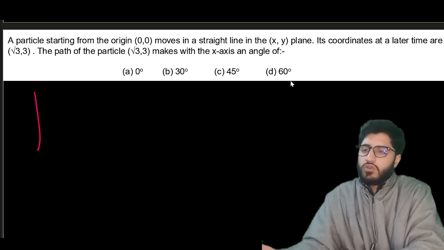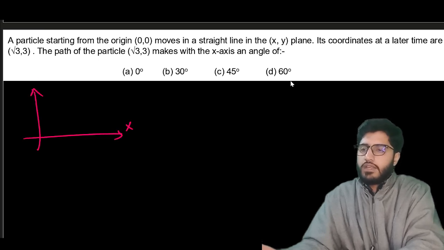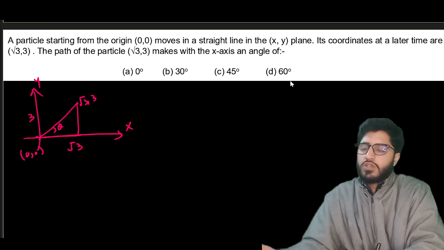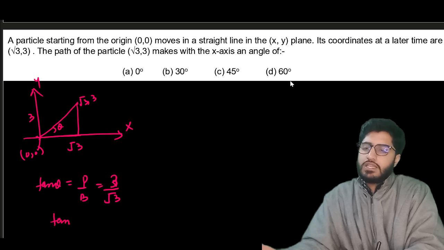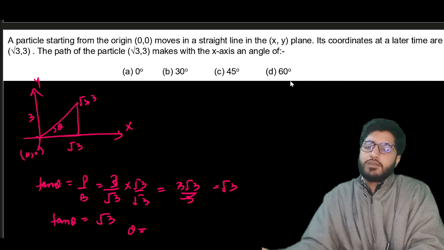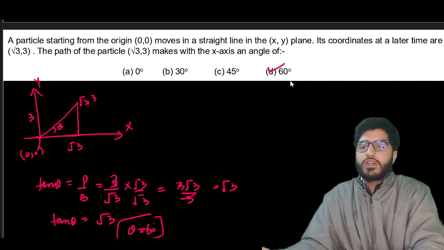Look. The points are (0, 0) and (root 3, 3). This is theta. This would be root 3, and this would be 3. What is tan theta? Perpendicular by base. What is it? 3 by root 3, right? So tan theta came out to be 3 root 3 by 3, which is root 3. So tan theta equals root 3, and my theta came out to be 60 degrees. Option number D is correct.